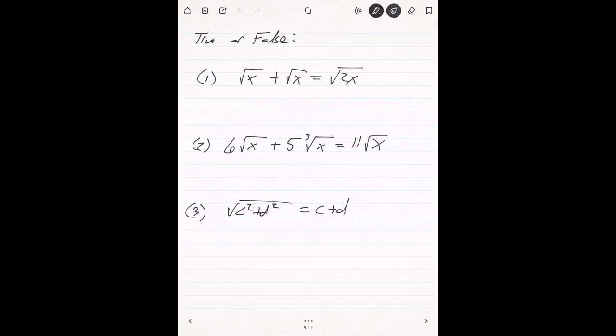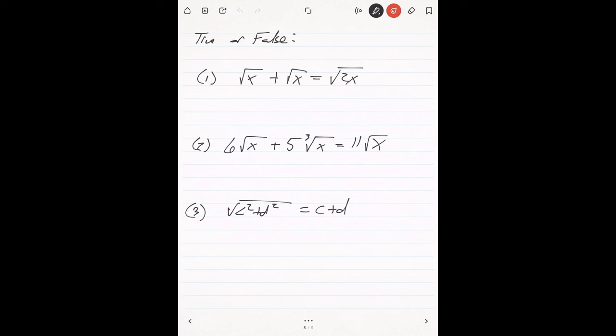Now, let's go ahead and try a couple true or false problems before we wrap up. The first problem says the square root of x plus the square root of x is equal to the square root of 2x. The second problem says 6 times the square root of x plus 5 times the cube root of x is equal to 11 square root x. And then the last one says that the square root of c squared plus d squared is equal to c plus d.